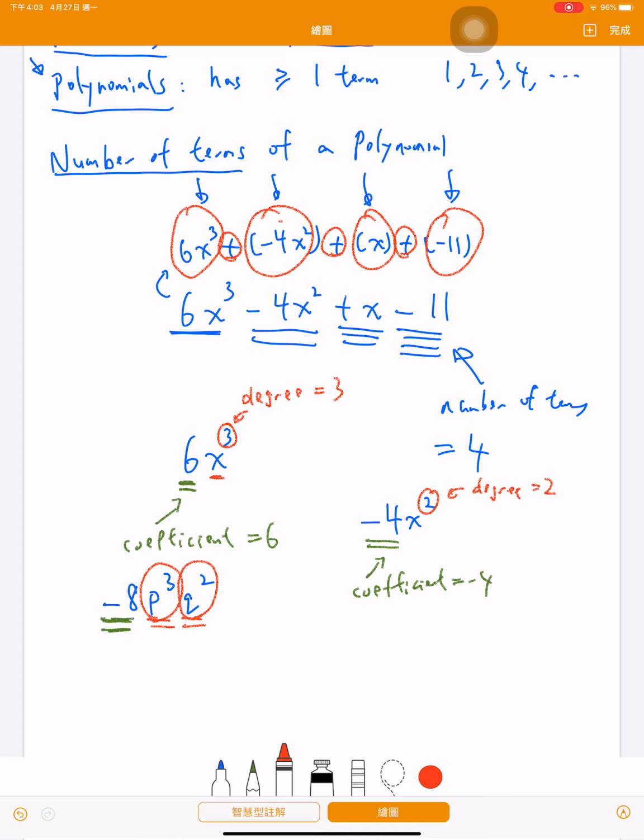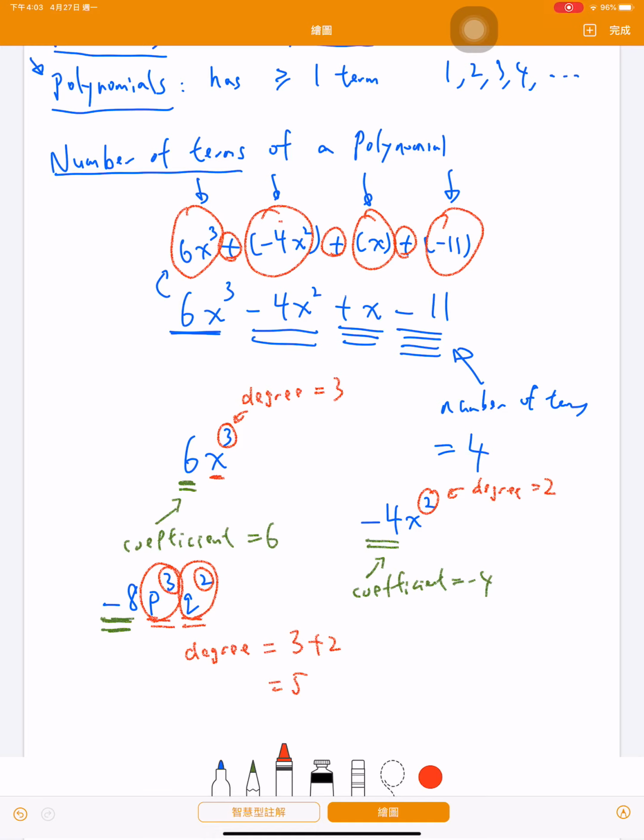So how can we find the degree? The degree here is equal to the sum of the degrees. That means 3 and 2, add them together, 3 plus 2. Okay, remember it is the sum, not multiplication. So it is 3 plus 2, not 3 times 2. So it is equal to 5. Okay, just add them together.